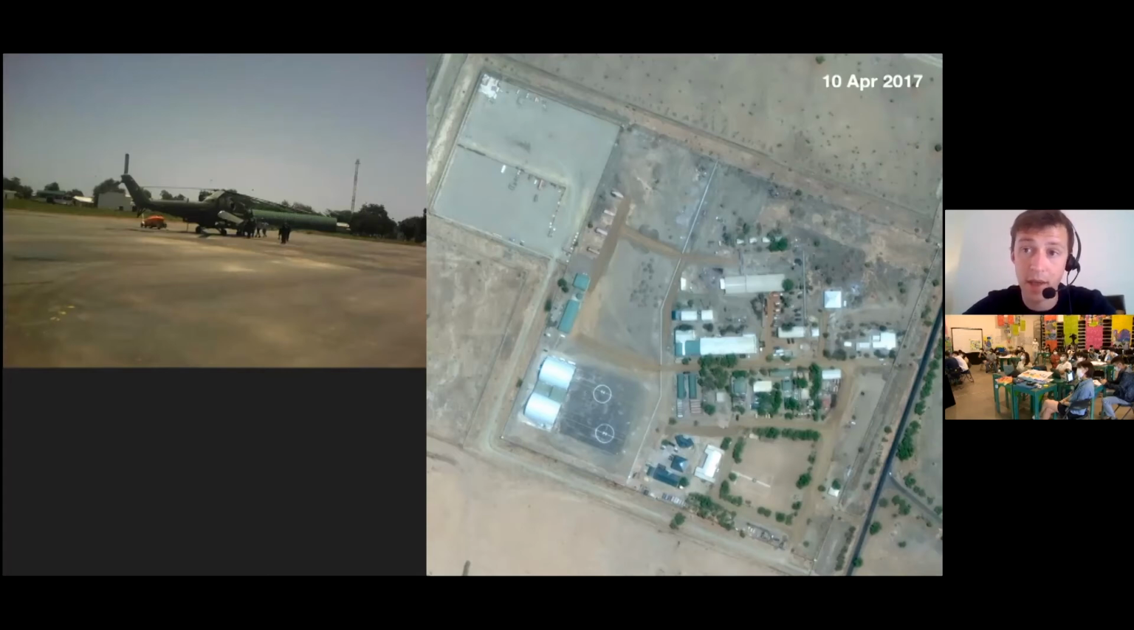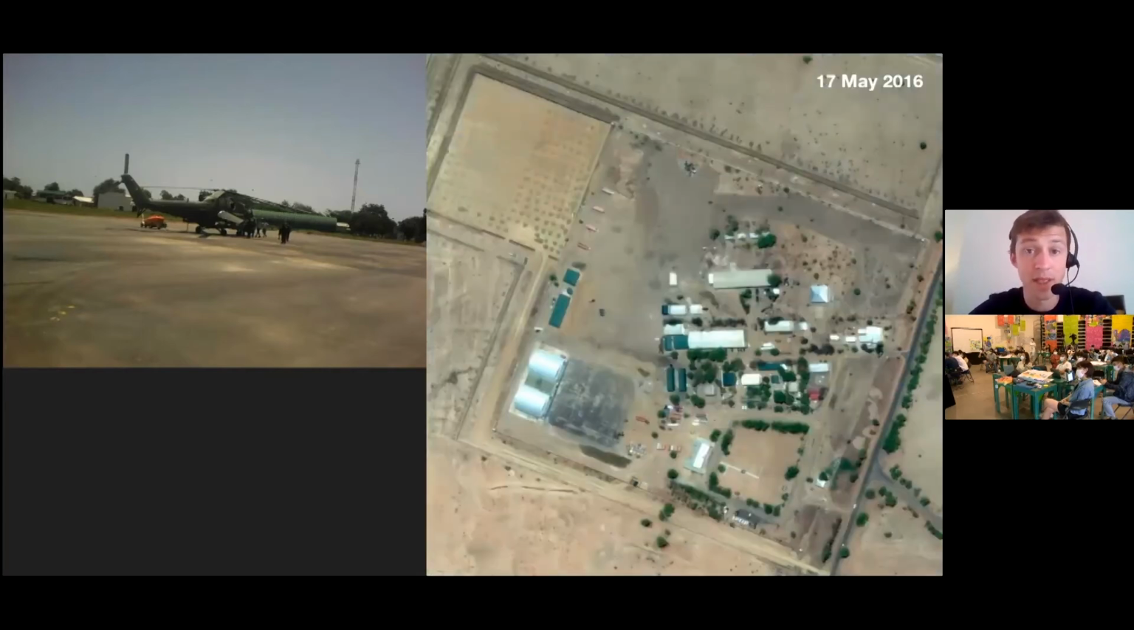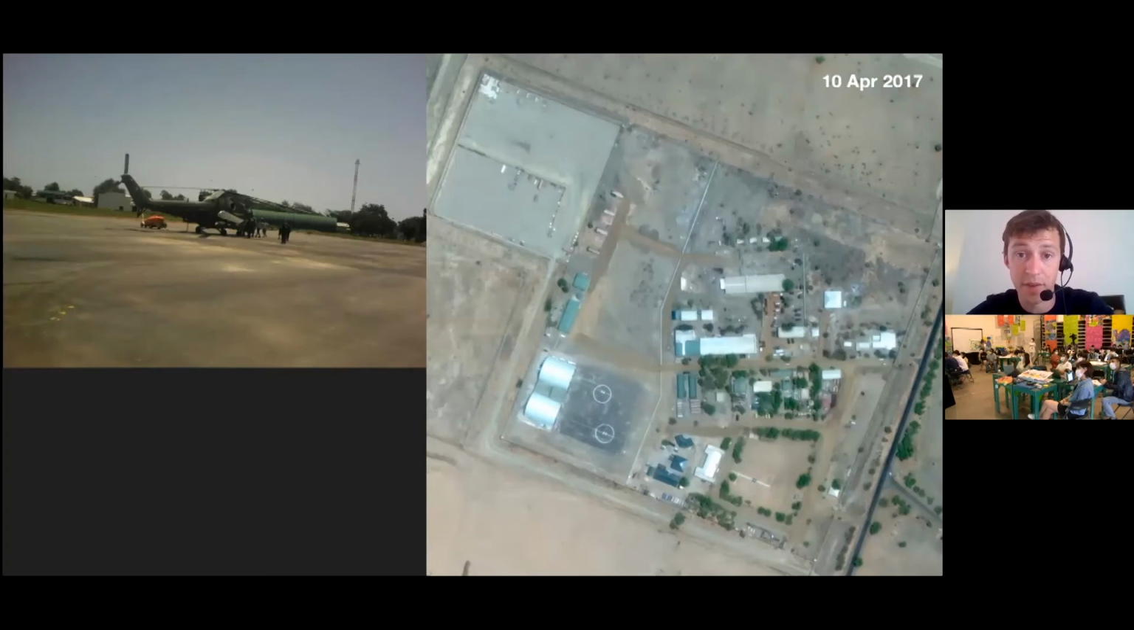So this satellite image was taken in April 2017. We moved back in time to 17th of May 2016, which is a previous image that we got from Google Earth. We can see there's no H and circle markings on the ground, and we can see that there's no wall. So that tells us that this photo was taken at the latest sometime before April 2017, right? So then we can begin to think, okay, well, where did they get this helicopter from? Maybe there's some information about that.